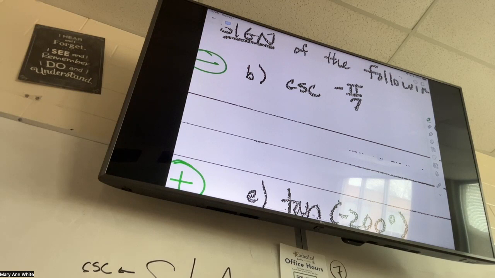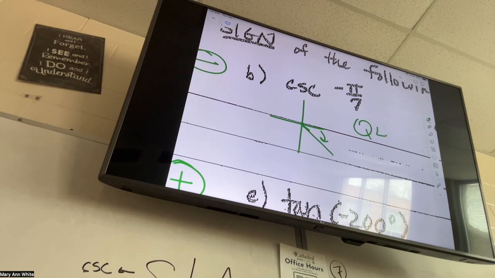Cosecant of negative pi over 7. Okay, where would negative pi over 7 be? We're not going up pi over 7, we're going backwards pi over 7. Is that more than a half or less than a half? It's less than, right? So it's somewhere in the 4th quadrant. We only went down a tiny bit. It's just right about here. We just went down a tiny bit.